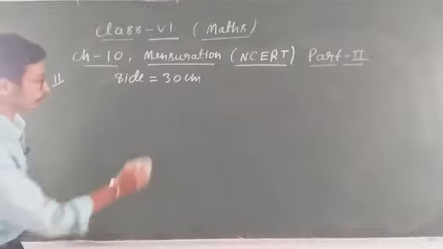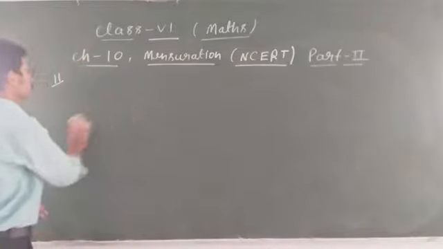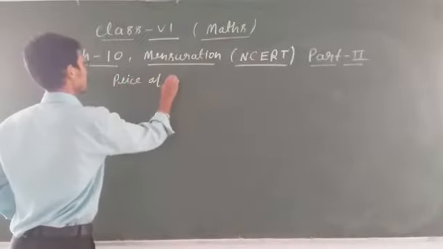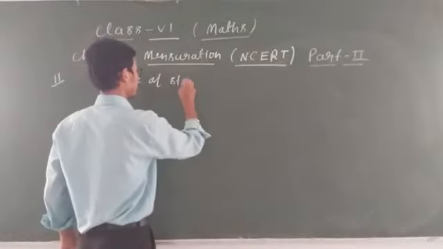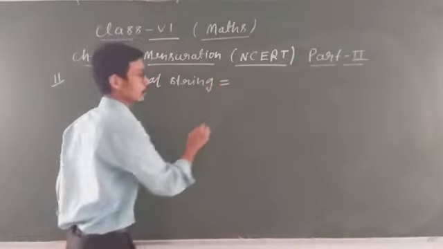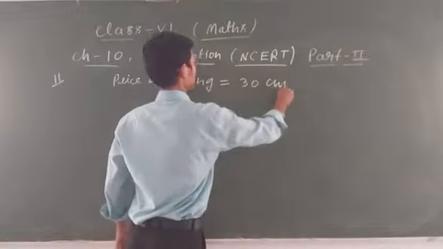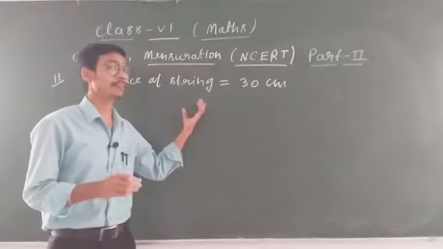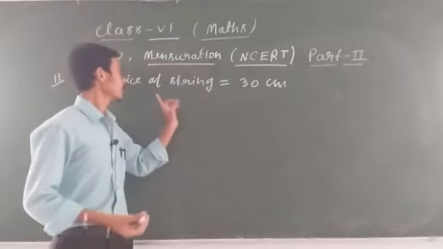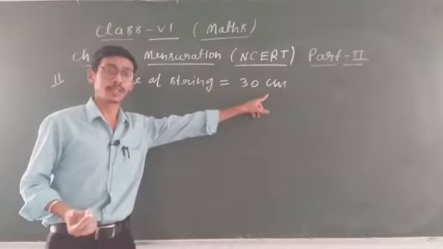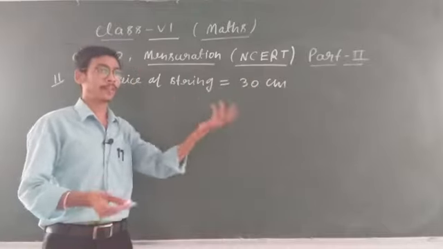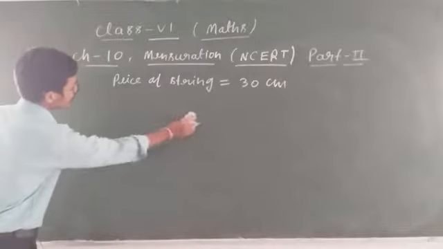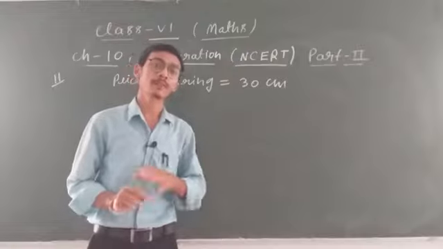A piece of string equal to 30 centimeter. This is the total length of the string. Total means, this is the given perimeter, because the piece of string is 30 centimeter. If any string is given, this is the total length of the string. Total means perimeter, because perimeter means the sum of all the sides.